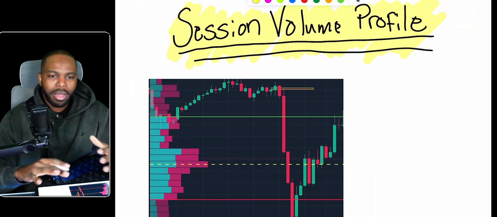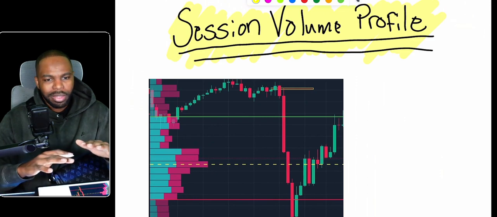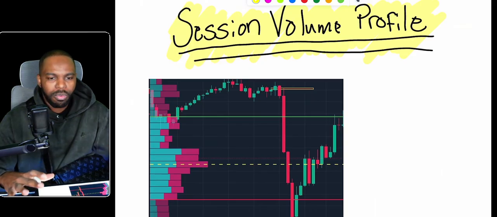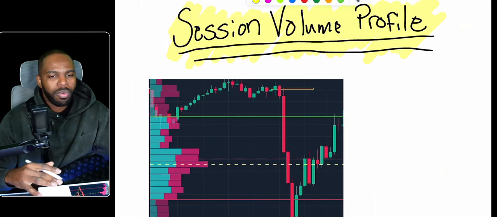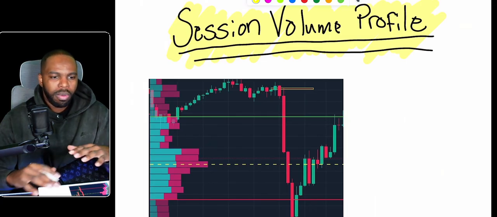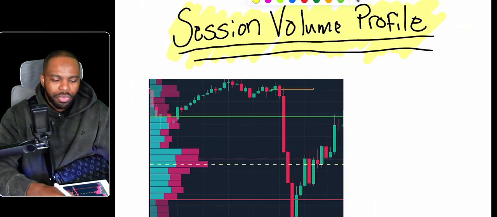And after I mark out those key levels, I take the session volume profile tool off my charts because I don't want it all over my charts. I just want to mark the key levels. That's all I want to do. I want to mark these key levels and take that session volume profile off my charts. Okay, so again, there's 3 levels.